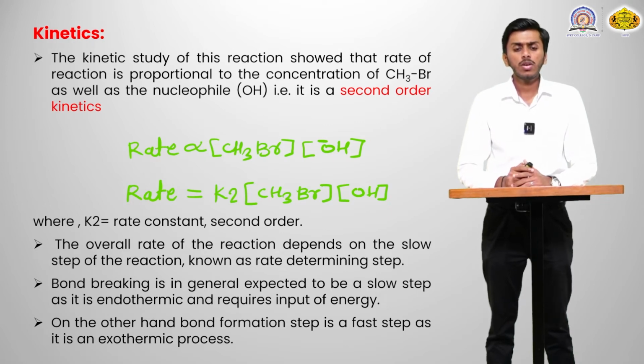The overall rate of the reaction depends on the slow step of the reaction, known as the rate determining step. Bond breaking is in general expected to be the slow step as it is endothermic and requires input of energy. On the other hand, the bond formation step is a fast step and it is exothermic in nature.